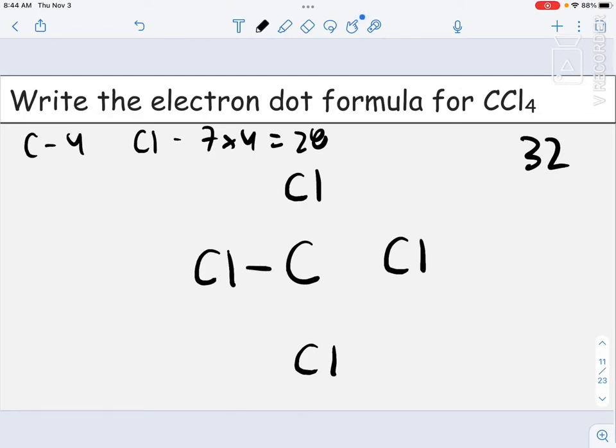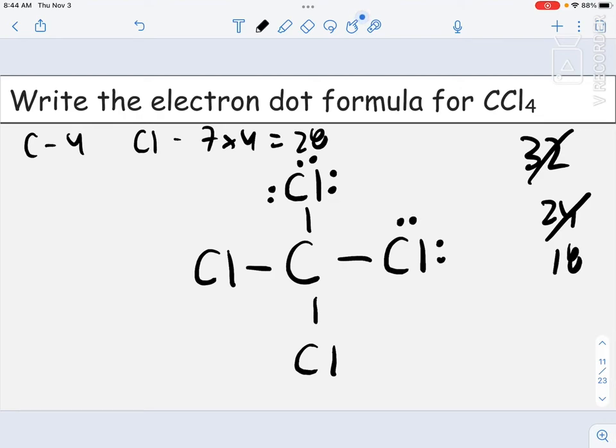Go ahead and bond them. So with those 4 bonds, I used up 8 electrons, so we have 24 left, okay? Now with these 24 remaining electrons, I'm going to place them around the outside chlorine atoms. So let's start with the top chlorine. I'm going to place 6 around it. Now I'm left with 18.